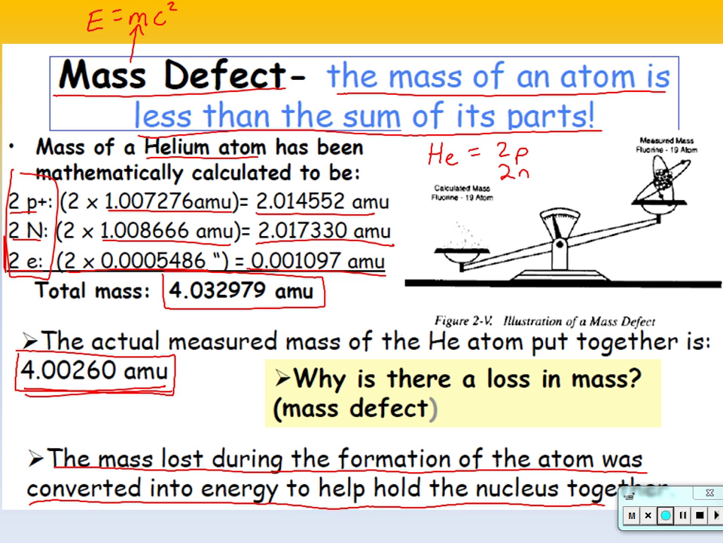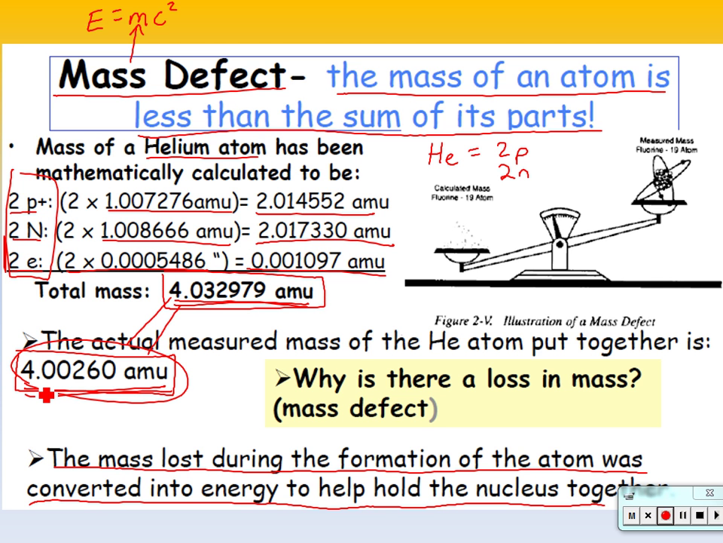What would the mass defect be here? How would we calculate mass defect? I want you to get your calculators out. Okay? Get your calculator. Type in this number. This is what the helium atom should weigh. So let's type that in: 4.032979. And I want you to subtract off what it actually weighs. So subtract and then put in this number, 4.0026.